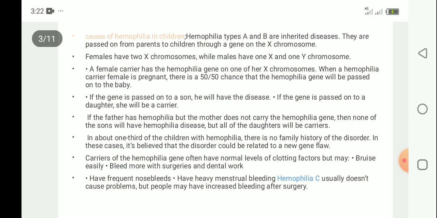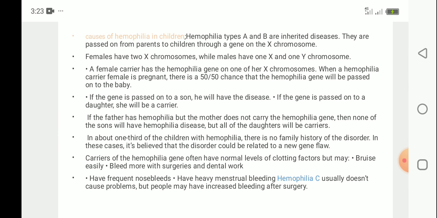Coming to the etiology, usually the cause is inherited. That means genetic cause is the predisposing cause. It can occur when the mother suffers with hemophilia, or when the father suffers, or if both parents are affected. These are passed on from parents to children through the gene, and usually the X chromosome plays an important role. Females have two X chromosomes and males have X and Y, as we already know.